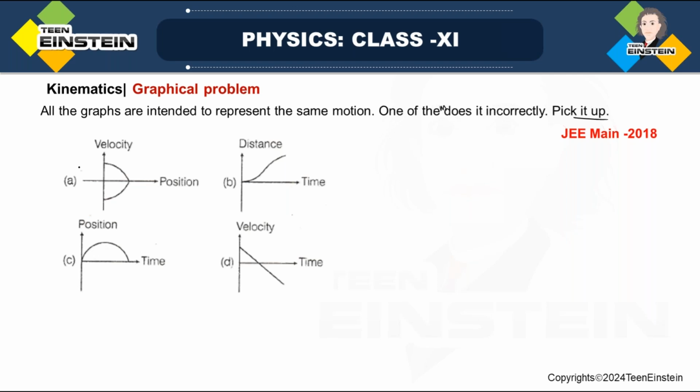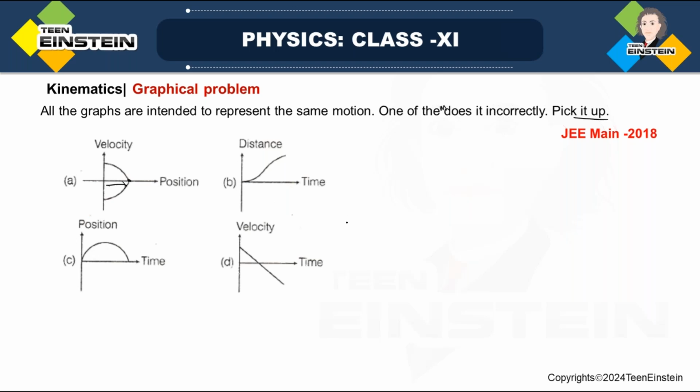So this is a velocity and position graph. You can see here, if I say that something is thrown in the upward direction, so it is moving in the upward direction. As position increases, the velocity decreases, and eventually at a certain point it becomes 0.